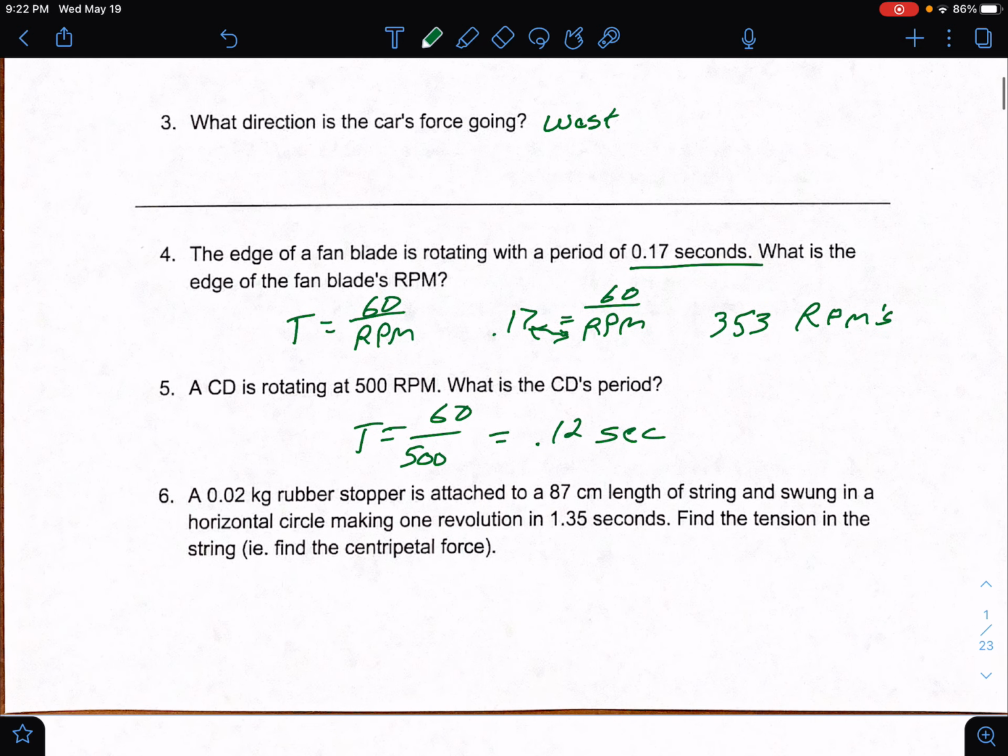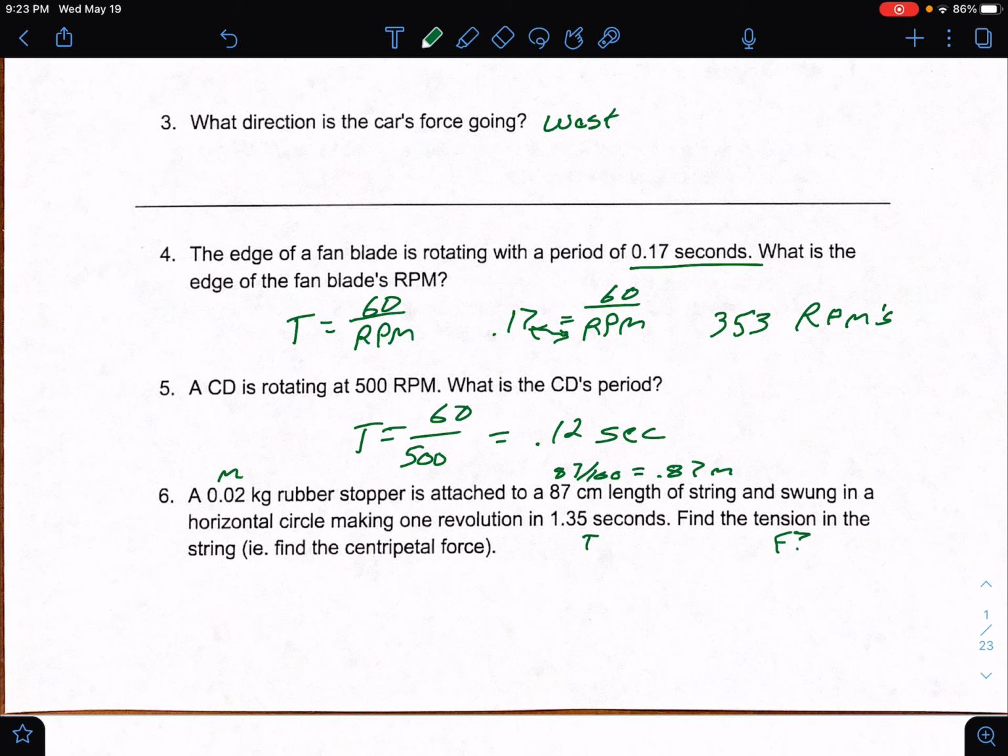Number 6, a 0.02 kilogram rubber stopper is attached to an 87 centimeter length of string and swung in a horizontal circle, making one revolution in 1.35 seconds. Find the tension in the string. So we are looking for force. We know our T right here, and we know our mass, and then we know our radius right here. But I'm going to convert that to meters because it's in centimeters. So 87 divided by 100 gives me 0.87 meters.